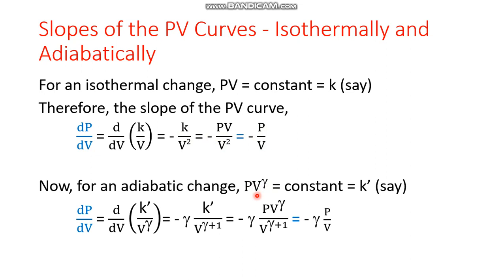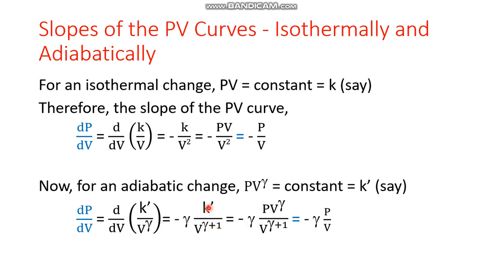In case of adiabatic change, we have seen in the last lecture that the relationship between P and V is PV to the power gamma equals a constant, where gamma is the Poisson's ratio. Let us say this constant has the value K prime. Let's differentiate P with respect to V, but we know that P equals K prime divided by V to the power gamma. So we put this value here and differentiate with respect to volume V, and the result is minus gamma into K prime over V to the power gamma plus 1.